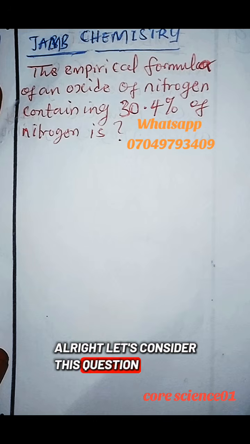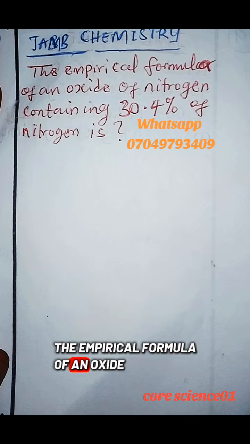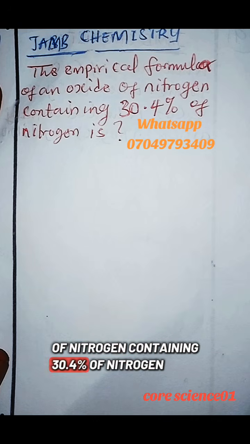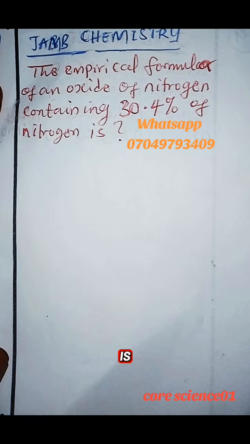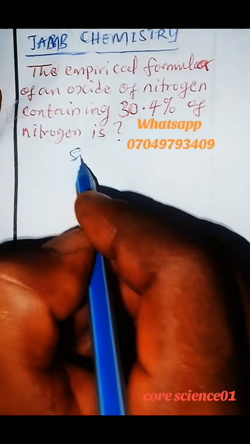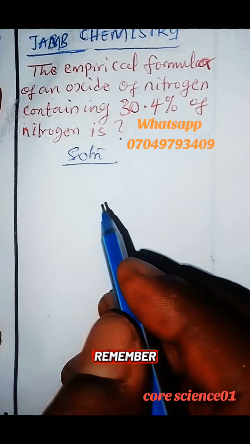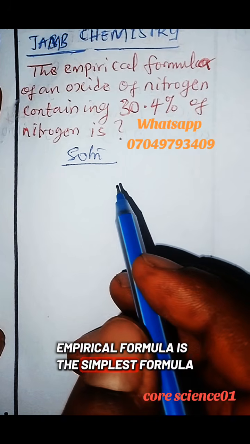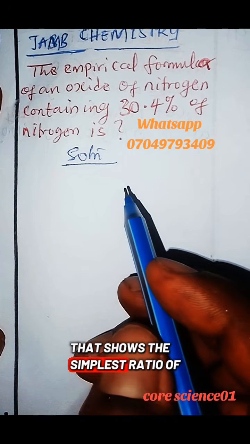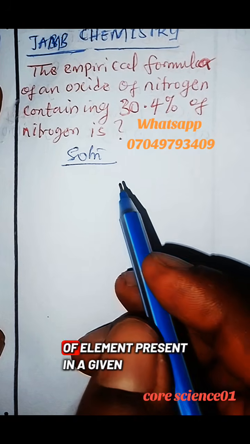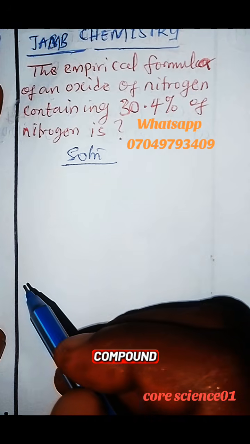All right, let's consider this question. The empirical formula of an oxide of nitrogen containing 30.4% of nitrogen is... okay, we're asked to find the empirical formula. Remember, empirical formula is the simplest formula that shows the simplest ratio of atoms of elements present in the given compound.